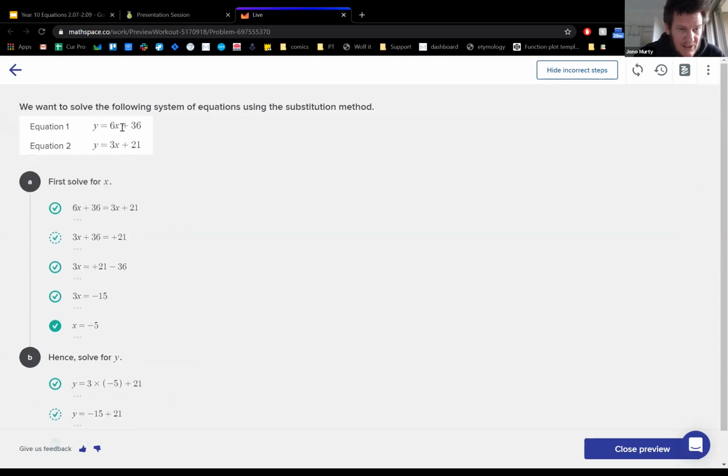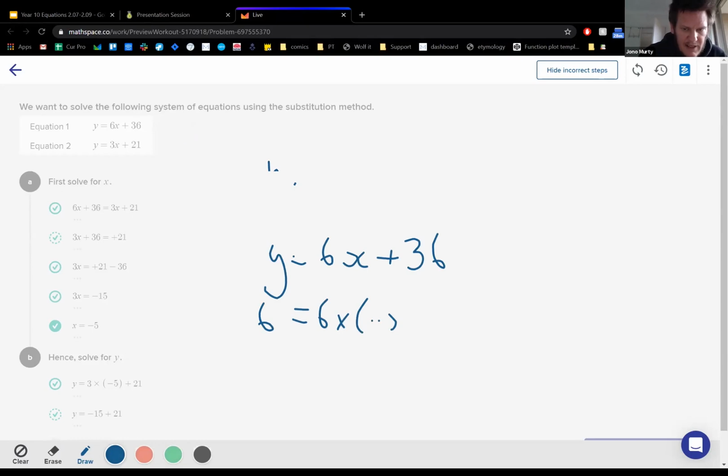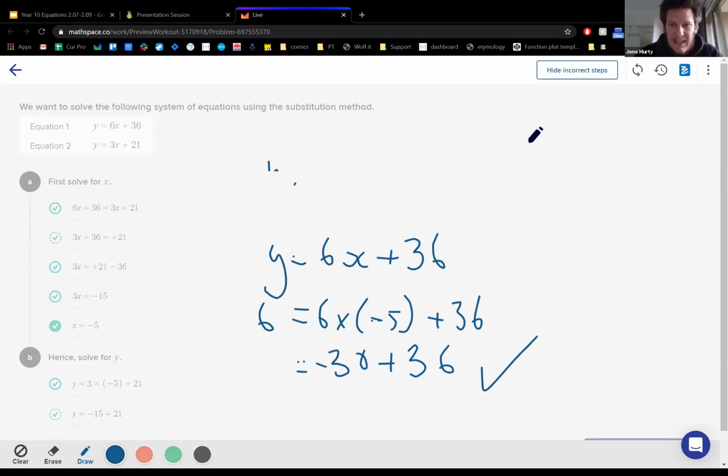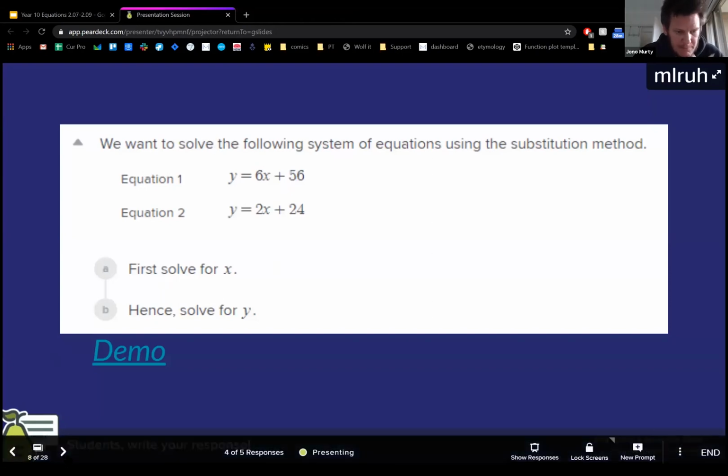Obviously, if y equals 6, sorry, let's sub into this one. Does 6 equal 6 times minus 5 plus 36? Yes, it does, because that is just minus 30 plus 36. So like a lot of algebra, it's really useful because you can actually just check your answer as soon as you have one and you know that you're correct. Okay.